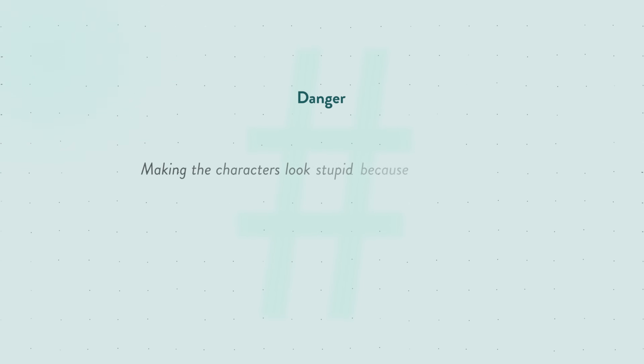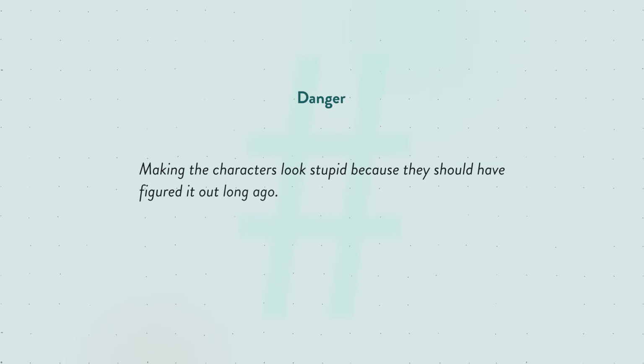Now, there is a danger with this strategy. The danger is that the reader thinks that the characters are stupid because they should have figured it out long ago. You all know the stories where you're shouting at the page, like, why haven't you figured this out, you dum-dums? So your goal really is to make it seem reasonable that the characters haven't figured it out. Like there's no way they could have figured it out.